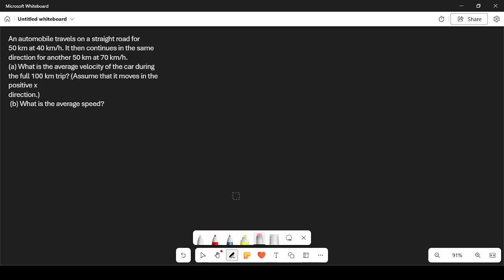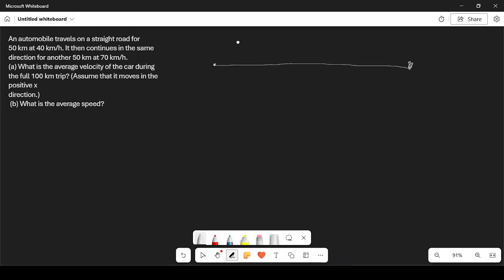So let's solve this problem. What we have in our problem? An automobile travels on a straight road for 50 kilometers with such speed. It then continues in the same direction for another 50 kilometers at another speed. Okay, so what we have? We have movement between 2 points. It's a straight road, so it's a movement by a straight line.